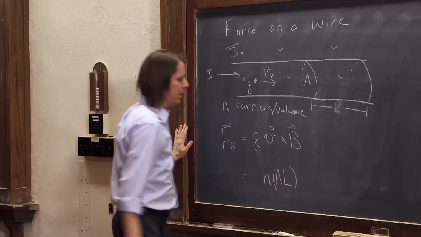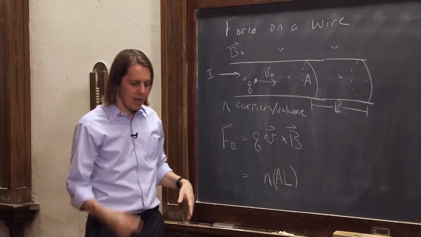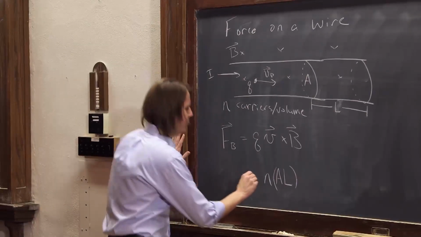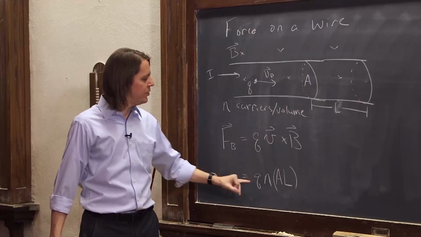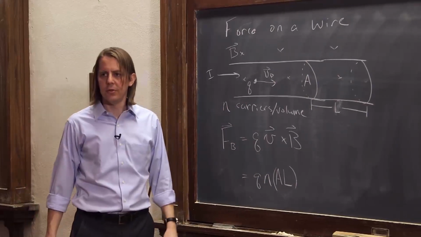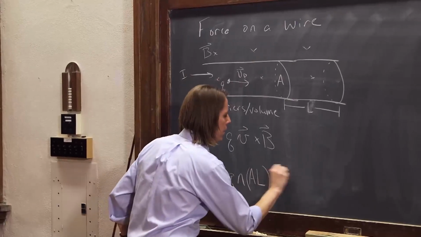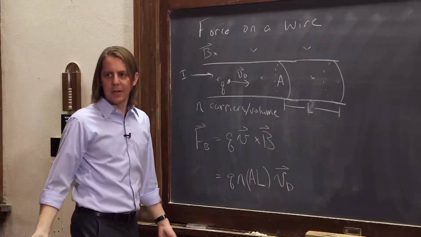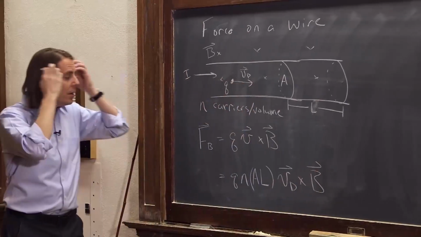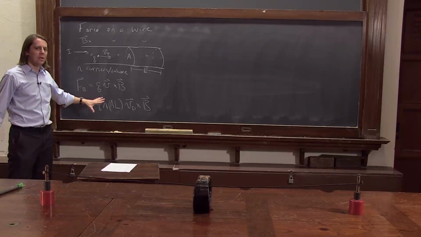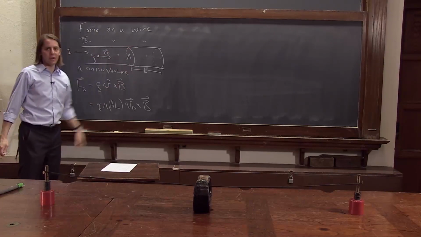To get the number of carriers, you multiply that volume times n, the carriers per unit volume. That's the total number of carriers, and each one of them has a charge q. So instead of just q for a single charge, it's q n A L for all the charges. The velocity, they're all moving at vd, and the magnetic field is the same, cross B. So that's how you would represent the total force on the wire for a length L.